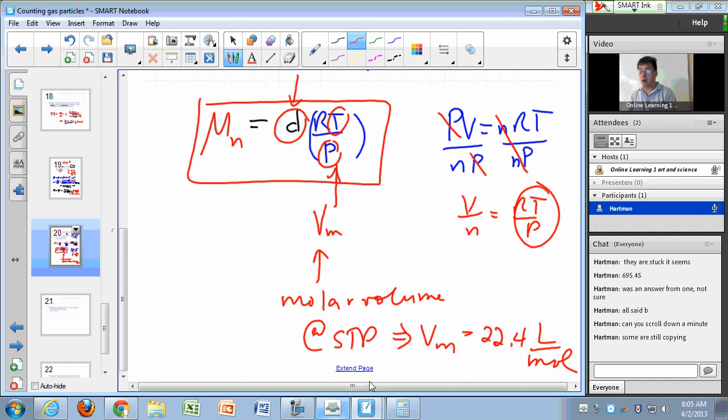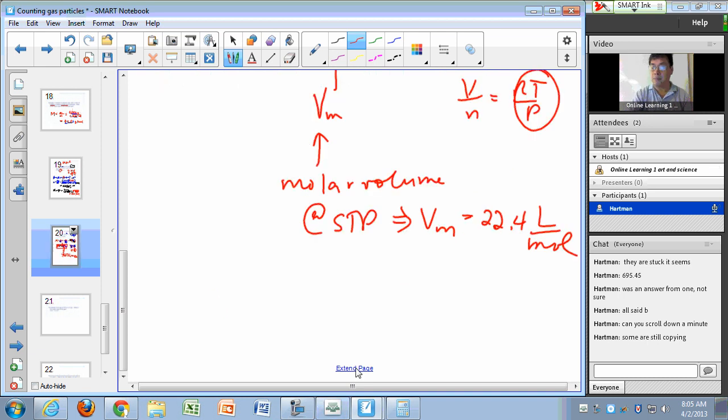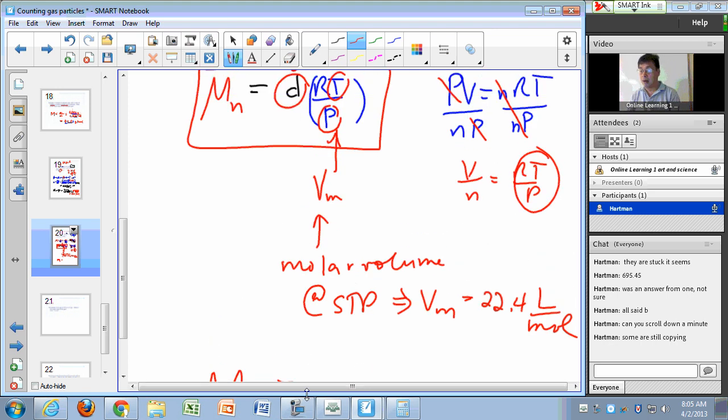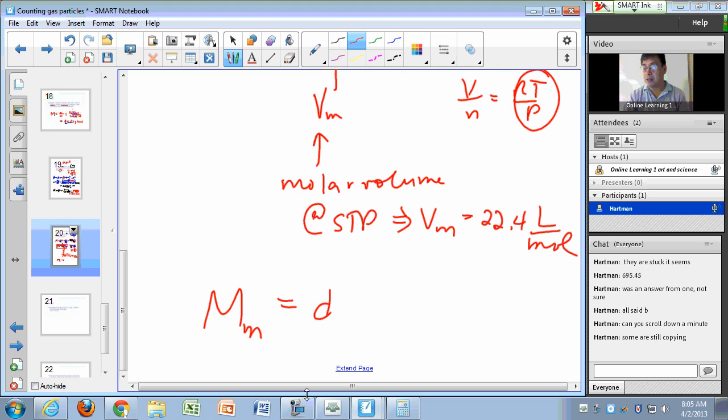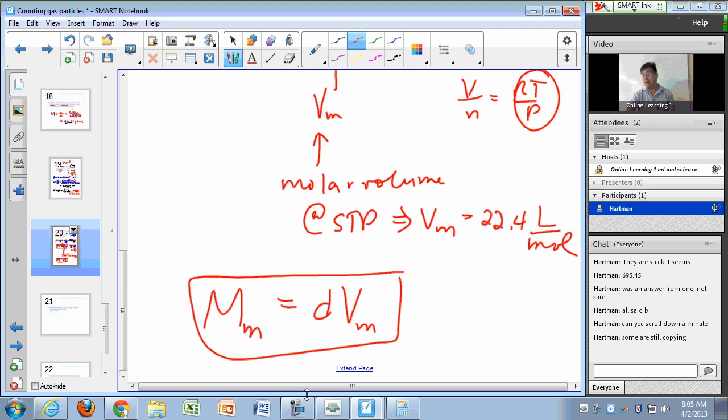Okay? So you can also say that the molar mass is equal to the density right here times RT over P, which is the molar volume. Okay, and this is particularly useful if you can measure the density of the gas at STP, then you can easily solve for the molar mass, because you know that the molar volume at STP is 22.4 liters per mole.